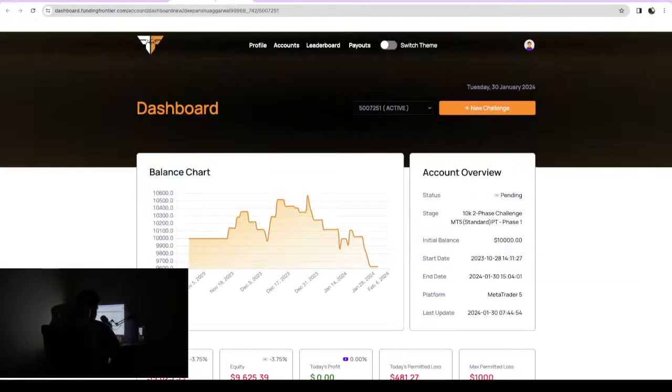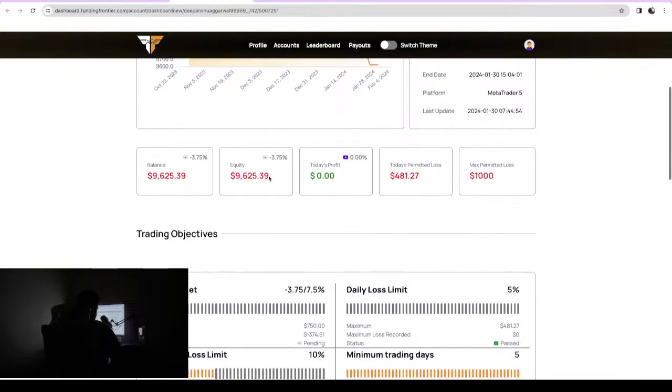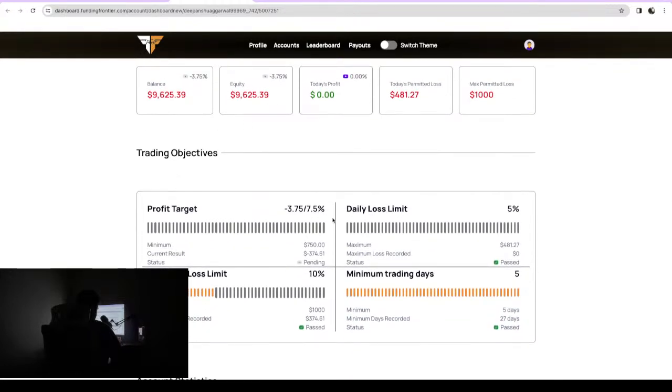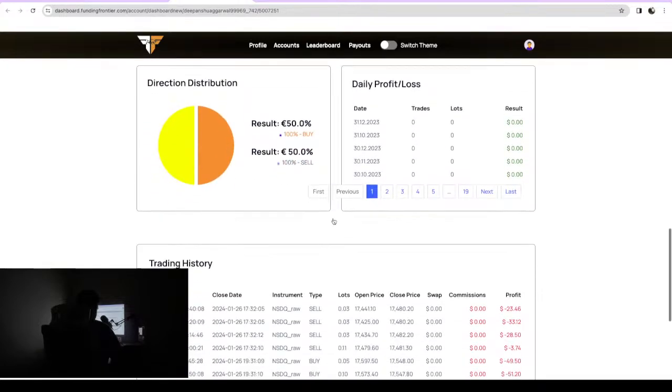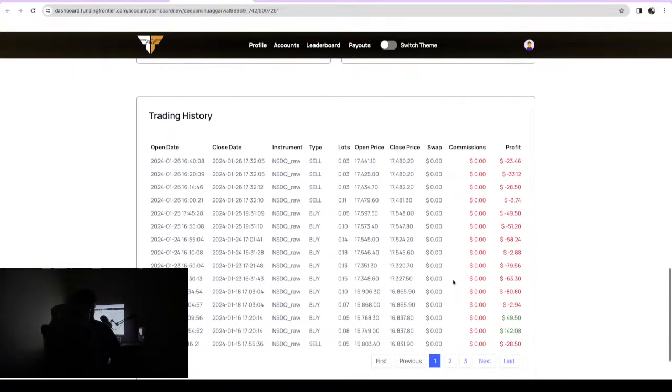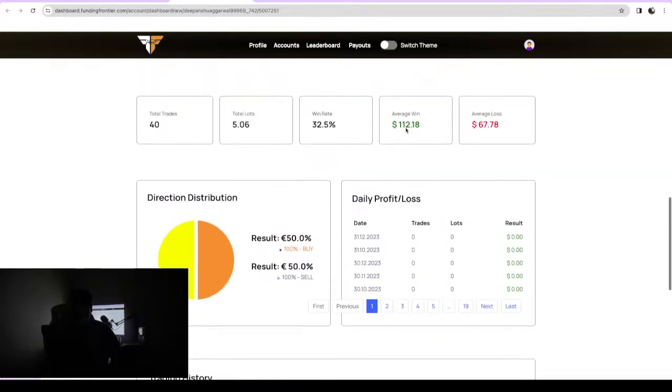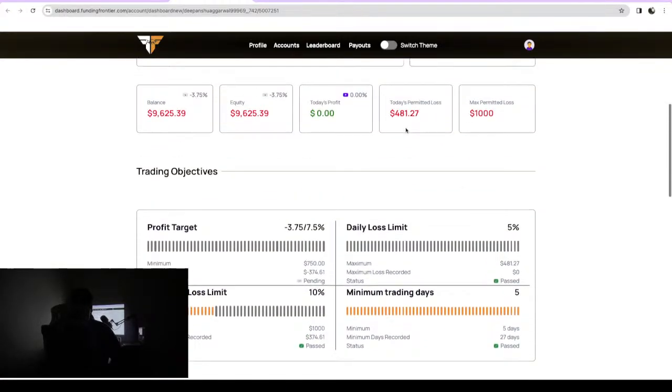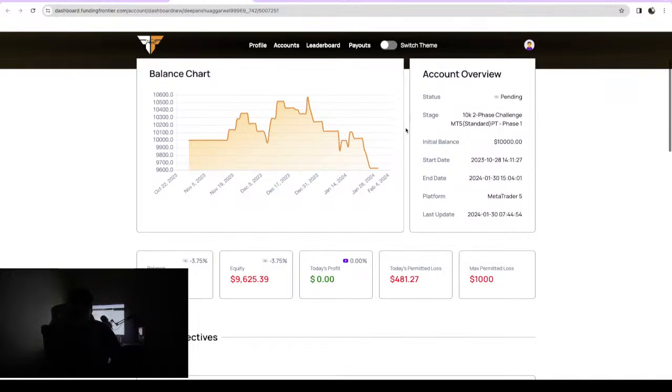Yeah, so we are back. So this is our dashboard. We are in a minus 3.7% drawdown right now. This is our current balance going on. These are all the past trades. A very nice losing streak is going on, although there are multiple trades in a single trade. So this is our dashboard.